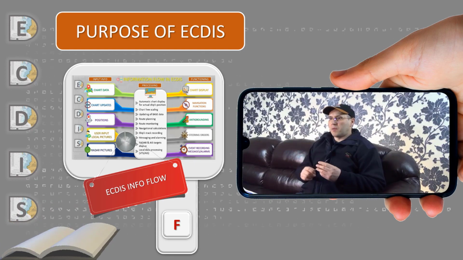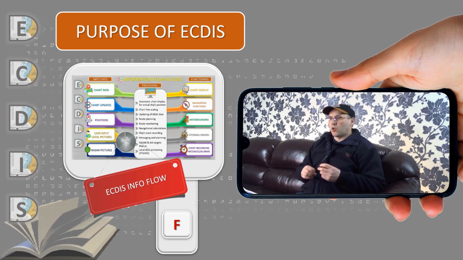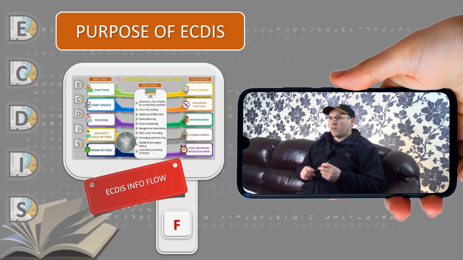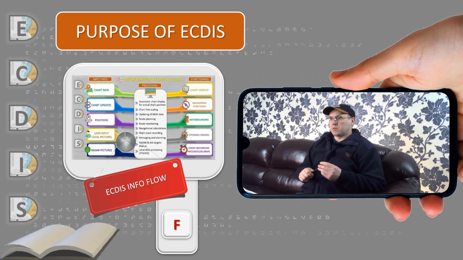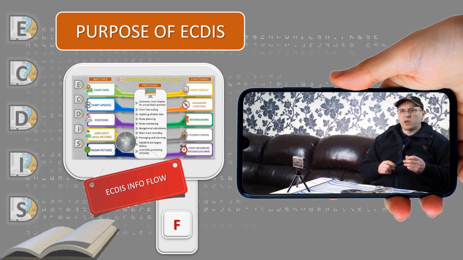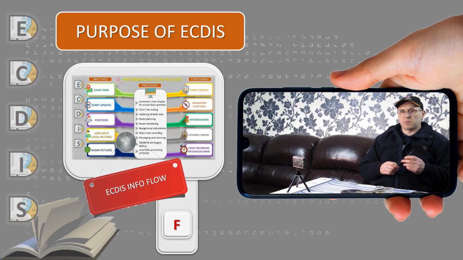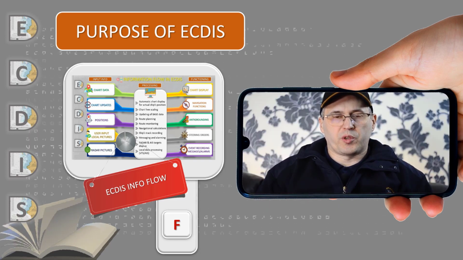The next key element of ECDIS is the software, which is a computer code that governs the complete operation of the system. It comprises the specific manufacturer's code and the operating system. It permanently resides on the hard drive of the onboard equipment.